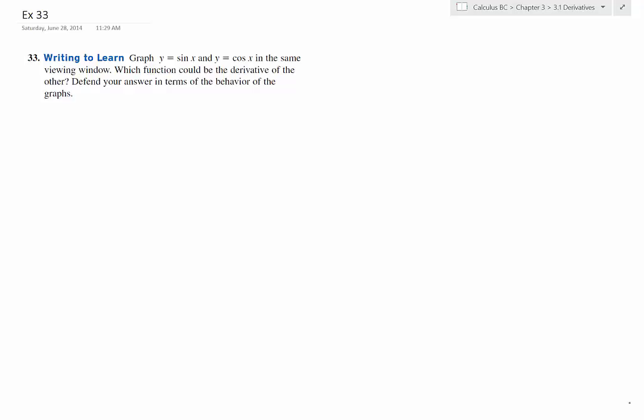Here's problem number 33 from section 3.1. It asks us to graph both the sine curve and the cosine curve in the same window and asks which function could be the derivative of the other.